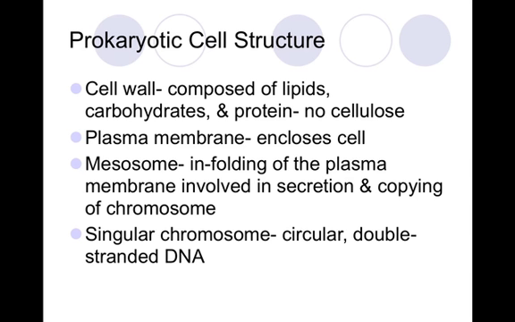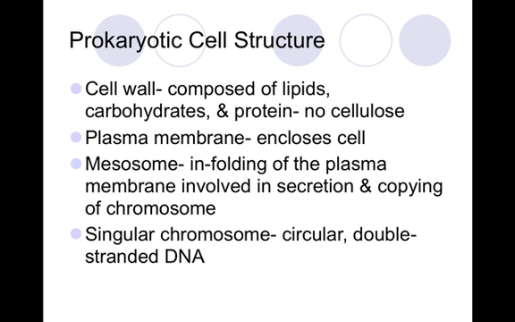Prokaryote cell structures: it has a cell wall, and that cell wall is made of lipids, carbohydrates, and proteins. It has no cellulose in it. It has a plasma membrane, which encloses the cell, and a mesosome, which is a folded area in the plasma membrane that helps secretion and copying of chromosomes. When things are folded, there's a lot more surface area on them for chemical reactions to occur.